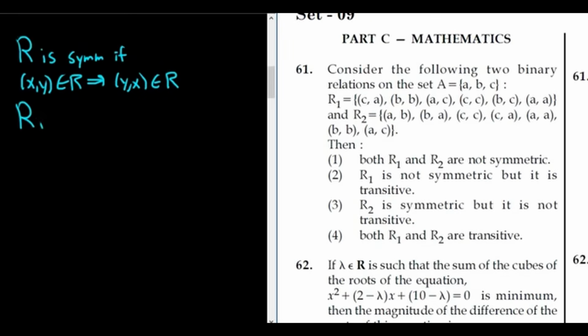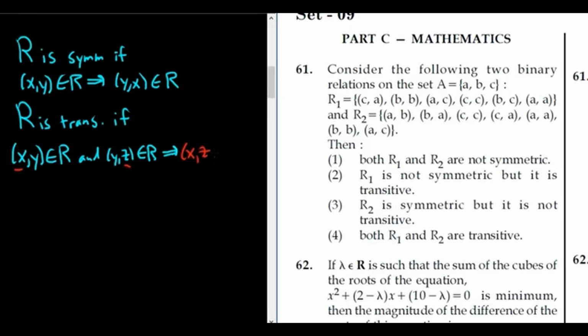And R is transitive if whenever you have, say, xy in R and yz in R, well, transitivity would mean that xz is in R. So x comma z would be in R. That's what it means for R to be transitive.